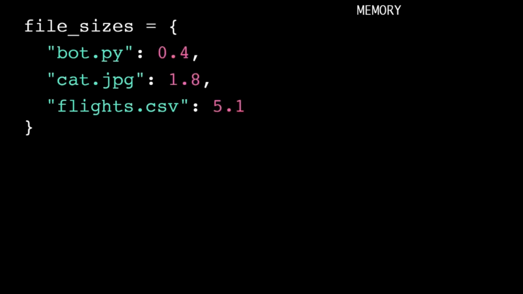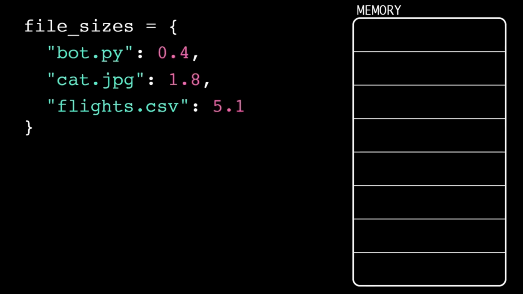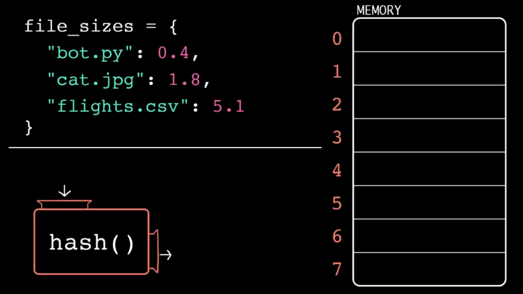When we define a dictionary, the computer starts by allocating space in memory for that list. Initially, it allocates a small number of slots, let's say 8. Then it gets to work storing each item. For each item, it takes the key and passes it into the hash function. So for the key bot.py, we would get the hash 6. So the computer finds the slot at index 6, and then it stores both the key and the value here. And technically, it also stores the hash.